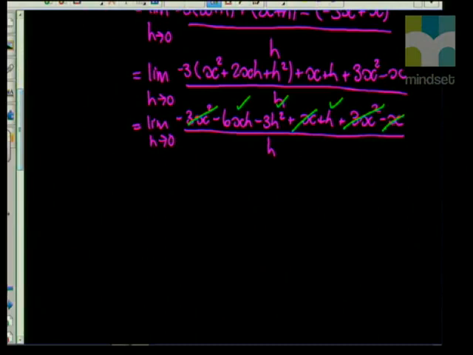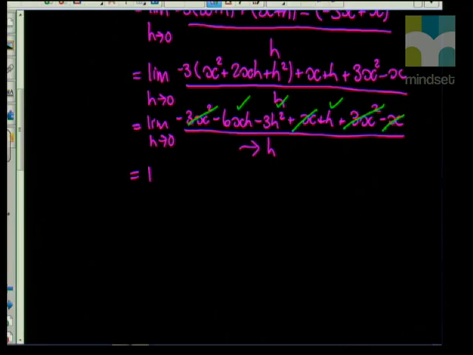Because remember, with your limits, what's going to happen now is that the limit of h tending towards naught needs to be substituted into your sum. But if I were to substitute naught into it as it is at the moment, that would make the denominator 0, and it would make it undefined. And we don't want that.